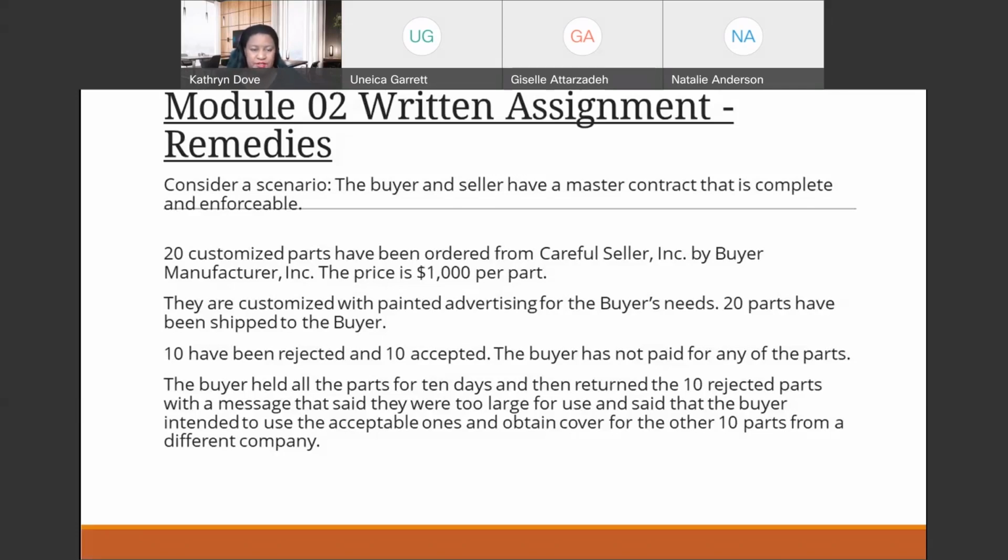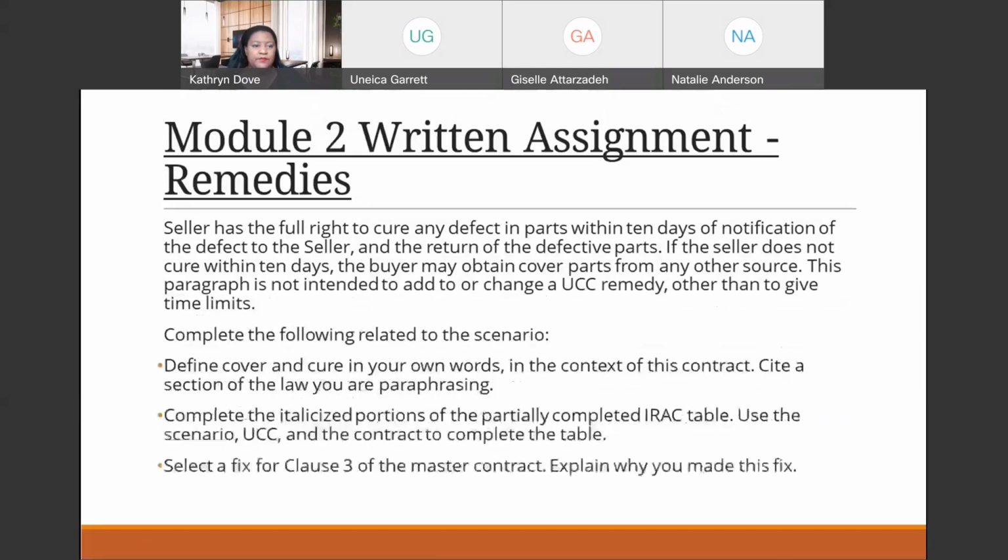So in this scenario, the buyer held the parts for 10 days, returned the 10 rejected parts with a message that said they were too large for use, and the buyer intends to use the acceptable ones and obtain cover for the other 10 parts from a different company.